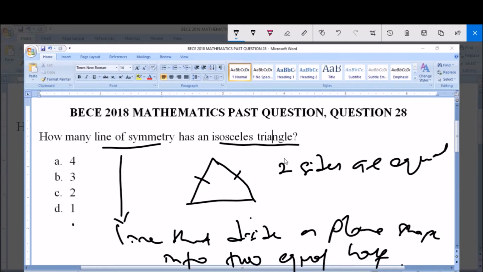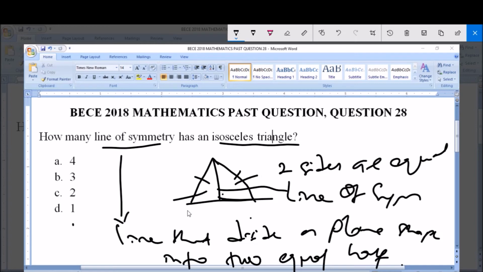Now, for an isosceles triangle which has two sides equal, you can only have one line of symmetry that divides it into two equal halves, because a line of symmetry is a line that divides it into two equal halves. Now, for an isosceles triangle, this is the line of symmetry. You can see here is equal to this place.